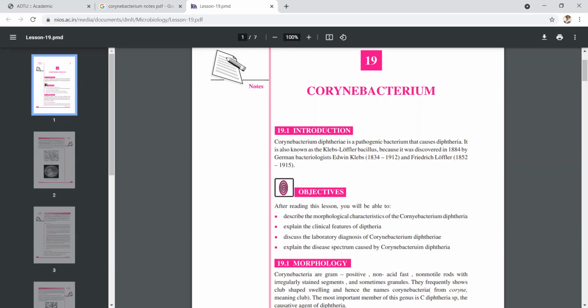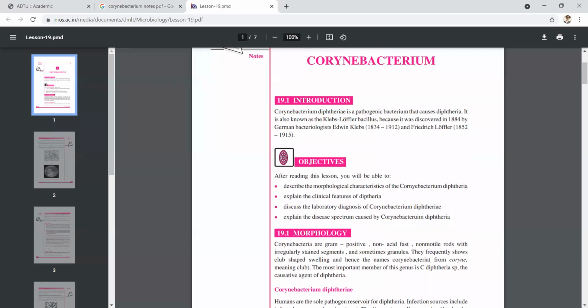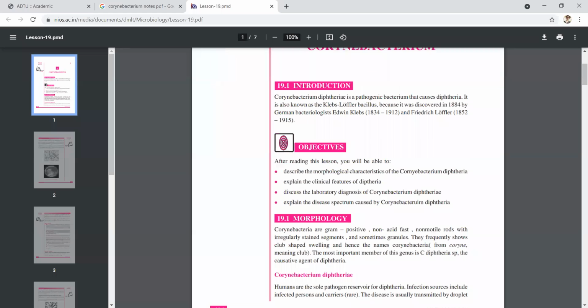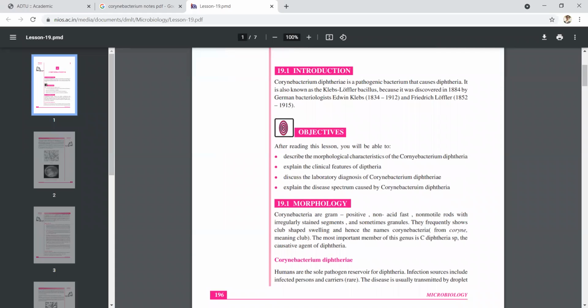This bacterium is also known as the Klebs-Loeffler bacillus because it was discovered in the year 1884 by a German bacteriologist, Edwin Klebs. And another scientist, Friedrich Loeffler, was there too. Both of them together discovered this bacterium, and hence another name given to it is the Klebs-Loeffler bacillus. This is a rod-shaped bacterium, and hence it is considered a bacillus, not a coccus.